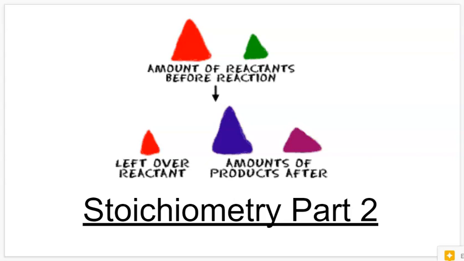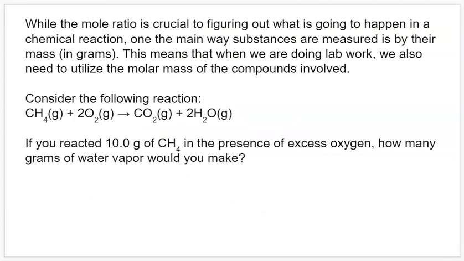Hello, chemistry students. This is part 2 of our lessons on stoichiometry. So last time we talked a lot about the mole ratio and how it can be used to compare amounts of reactants in a chemical equation. It can also be used to predict the amounts of products formed in a chemical reaction.